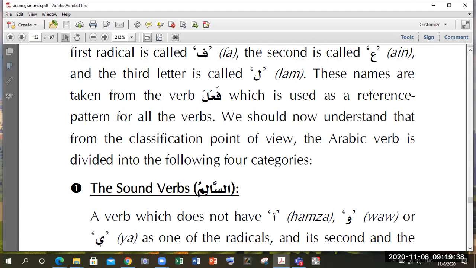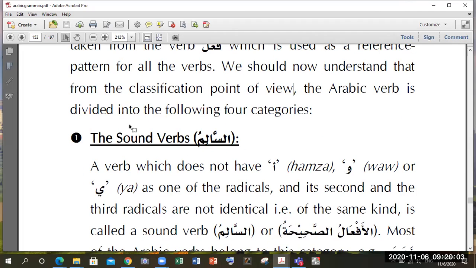So this fa'ala is used as the reference pattern for all verbs. We'll take this form and we can put all 3 letters into it and it will make the verb for us. We should now understand that from the classification point of view, the Arabic verb is divided into the following 4 categories. Number 1, sound verbs.